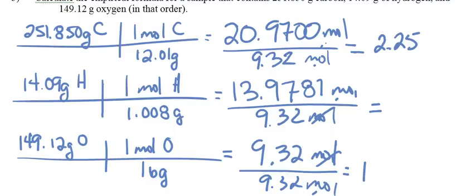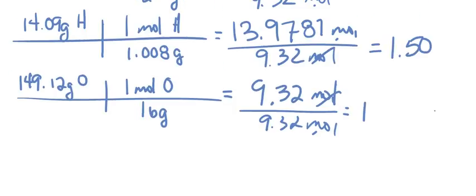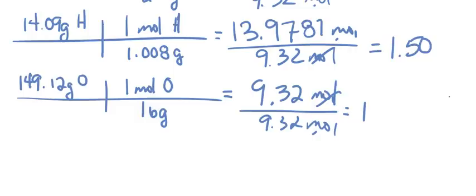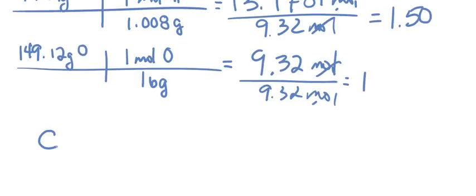13.9787 divided by 9.32 is 1.49986. We'll make that 1.5. All right. Now, can we say, okay, well, since I have my ratios here, I have carbon at 2.25. Can I go carbon 2.25, hydrogen 1.50, and oxygen is a 1?